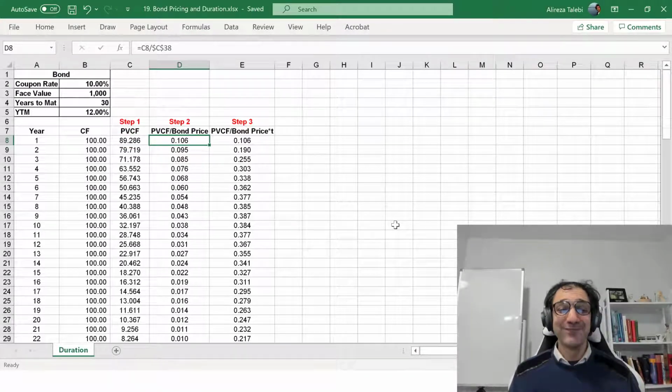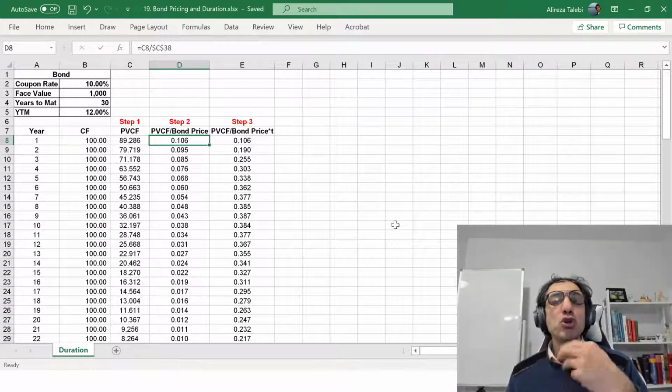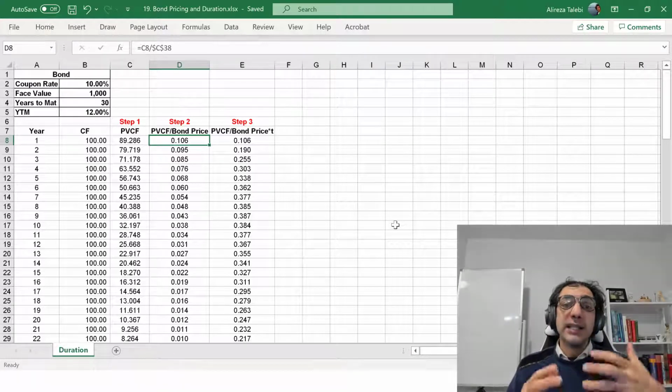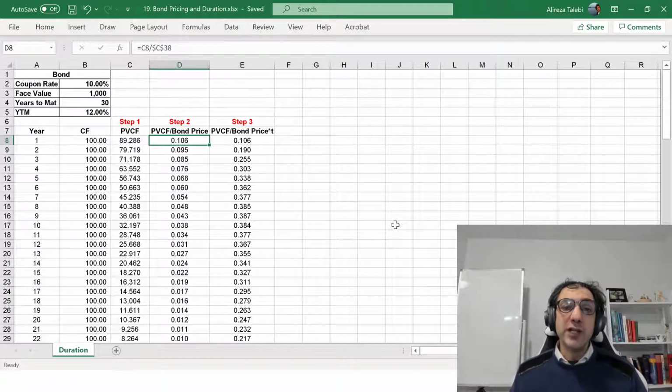So far, so good, yes? The third step, you need to include the time factor, because we know that each year you receive a different number and the value of this number is changing.